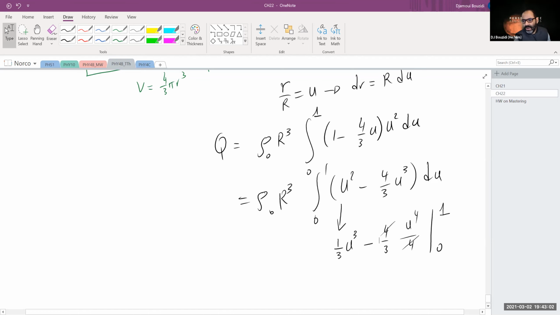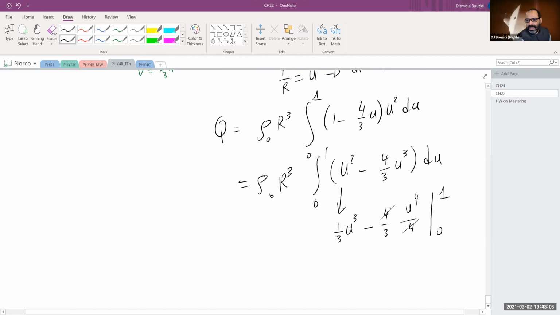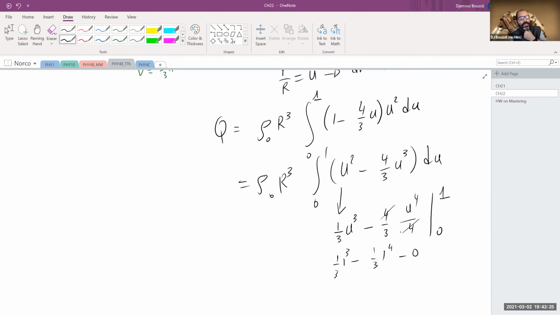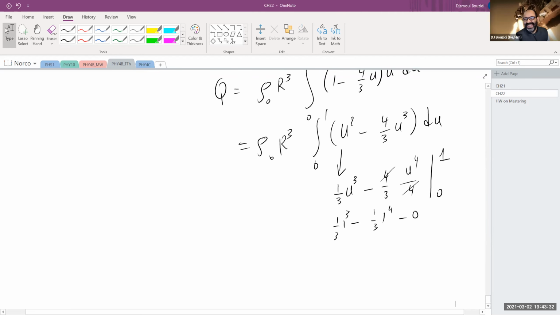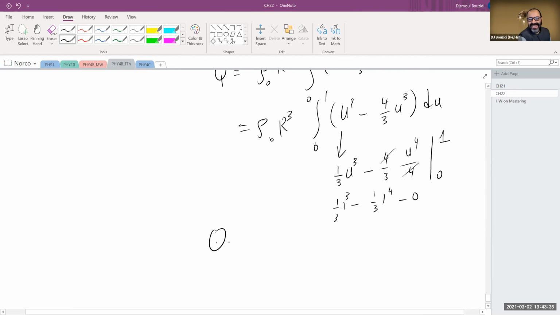Okay, so this value looks like, the upper limit is 1, so it's 1/3 of 1 cubed minus 1/3 of 1 to the power 4 minus 0, because the lower limit is 0 for both of them. And what is this value? 1/3 minus 1/3. What in the world is this number? That's just 0, isn't it? The whole thing is 0, isn't it? That's great. So Q is 0. Big fat 0.